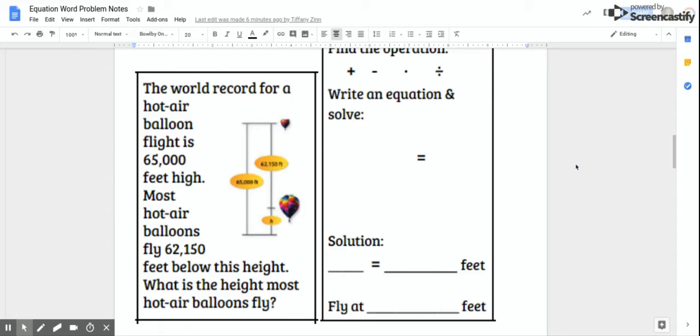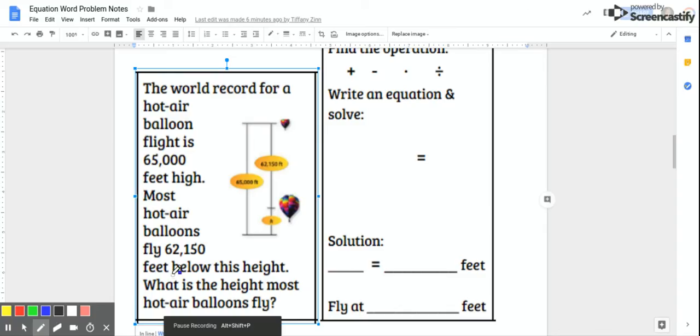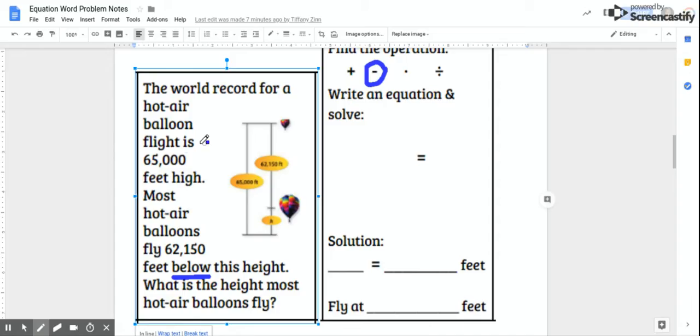So to find your operation, it tells you right here that it's 62,150 feet below. And the word below means to subtract, which means we're going to have to use the inverse of that in our equation. And the inverse of subtracting is to add. So let's see. We have is, that's your cue for it being on one side of the equal sign, is 65,000 feet. So let's put that on this side.